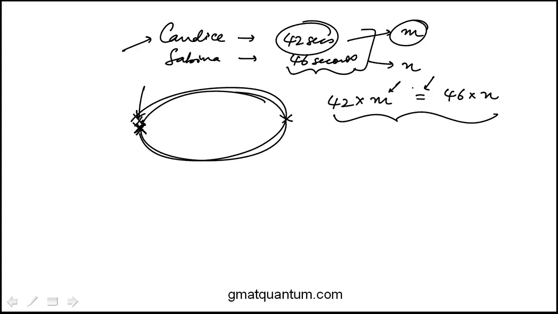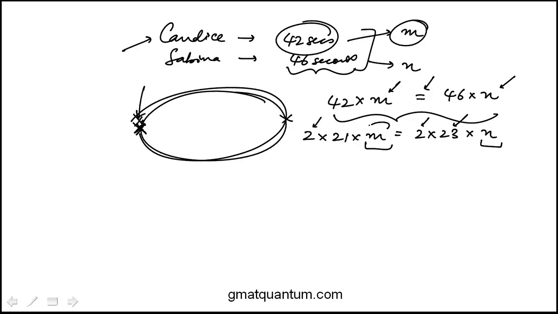So here, m and n are integers. If you think about it, 42 is 2 times 21, and 46 is 2 times 23. We're looking for integer values of m and n, the smallest possible that would satisfy this condition. And you'll see 23 is prime. 2 I've already taken out.